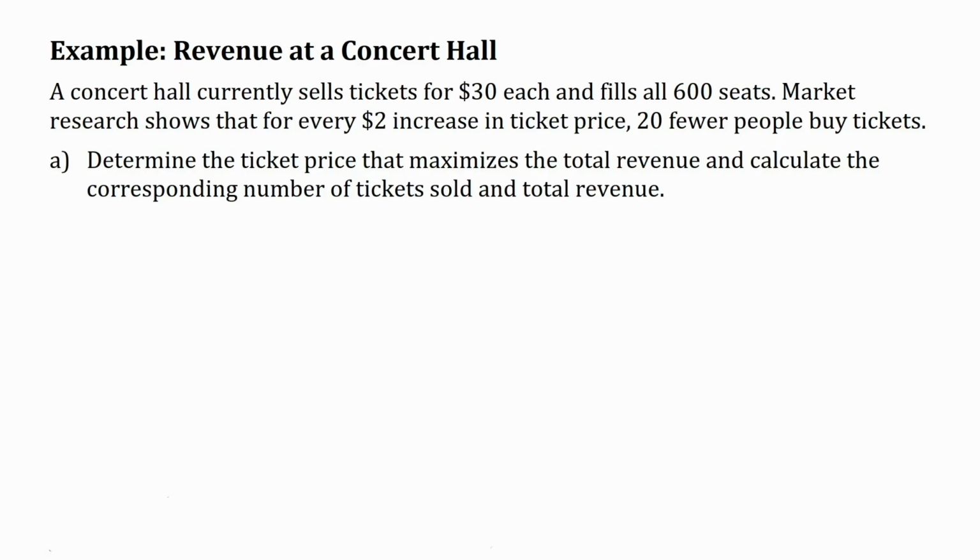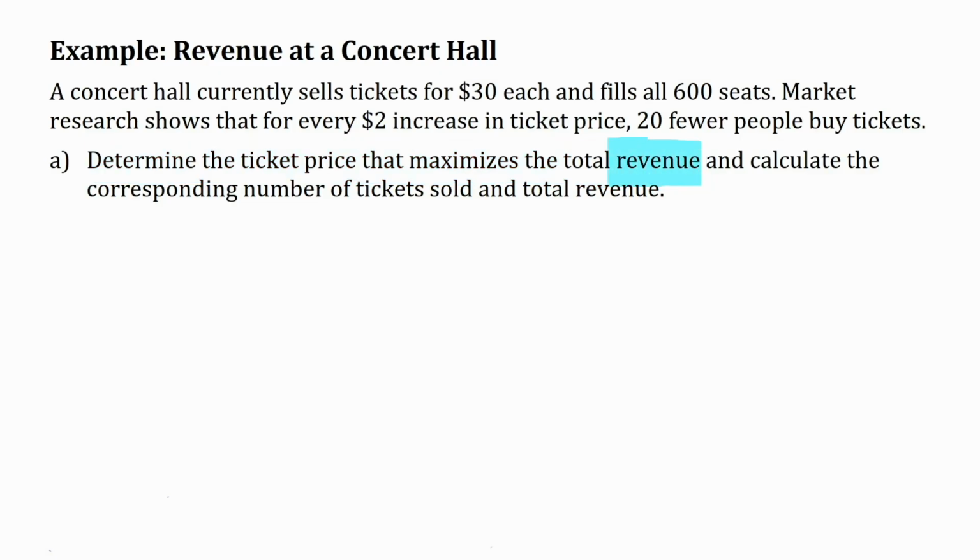All right, so the situation here is we have a concert hall and they currently sell tickets for $30 each. At that price, they fill all 600 seats in the hall. They've been doing some market research that shows that for every $2 increase in ticket price, 20 fewer people are going to buy tickets to any given show. What they want to determine is the ticket price that maximizes the total revenue.